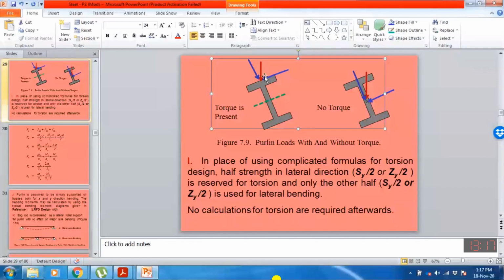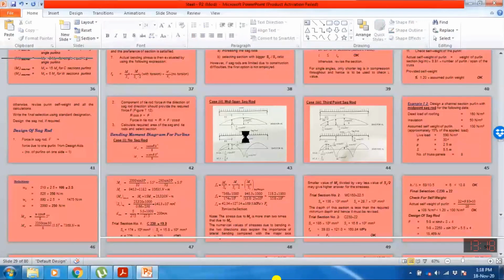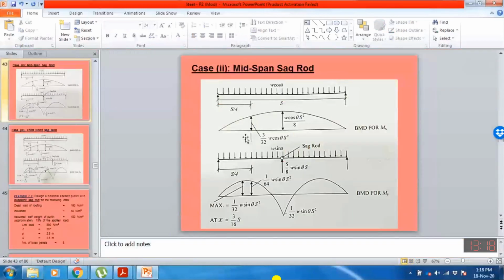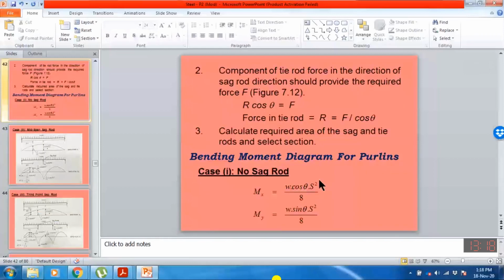And further, I told you that these charts are available in the LRFD manual. I believe the page number was maybe 99 or 98. I think you can tell me page number 100. So this is a table for mid-span sag rod, or for one sag rod. If we are using one sag rod, then our maximum bending moment about x-axis will be omega cos theta s square by 8, where s is the length of our purlin, or you can say omega L square by 8.